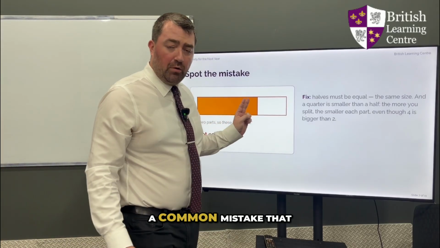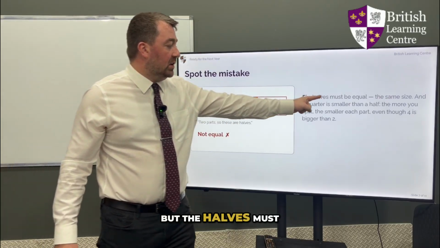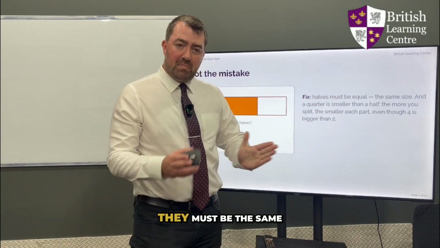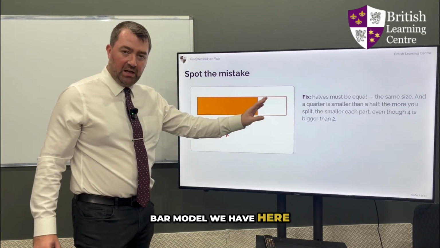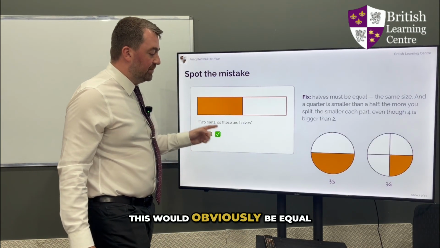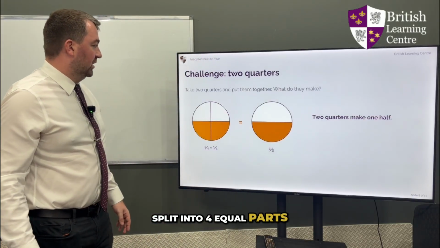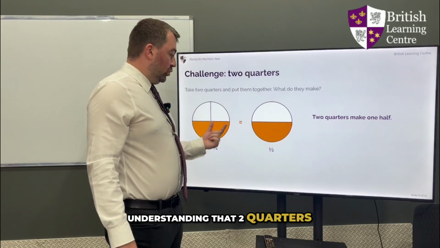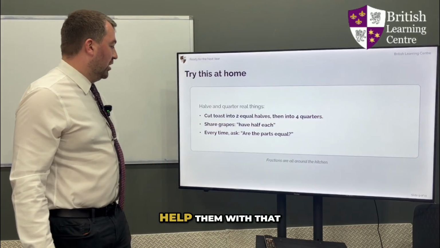Mistake here, okay, a common mistake that we see. Yes, there are 2 parts, but the halves must be equal. They must be the same, okay? In the case of the bar model we have here, it has not been split equally through the middle. This would obviously be equal. Split into 2 parts, split into 4 equal parts. Understanding that 2 quarters make a half, okay? The visual representation will help them with that.